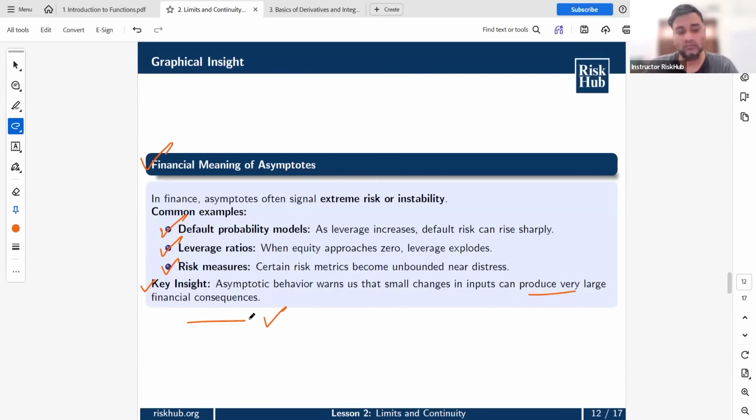Okay. Overall, if I summarize the last 3-4 slides, we are trying to understand how functions behave near your critical points. Continuity ensures smooth behavioral models. Discontinuities indicate jumps and shocks. Asymptotes warn about extreme financial instability. These ideas form the foundation for the next topic which will come ahead, which we'll try to understand.